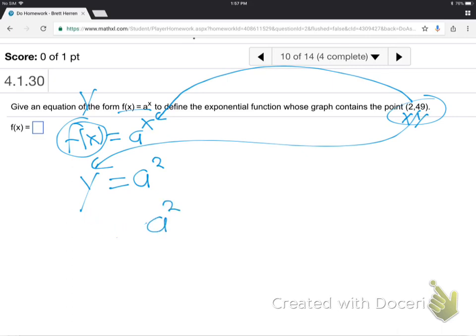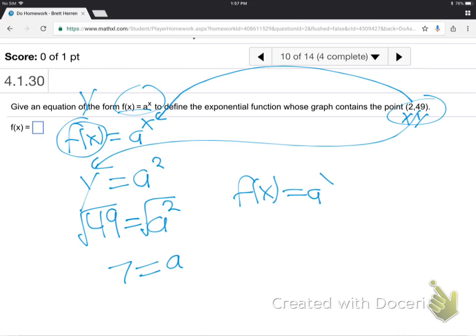49 is A squared? How do I solve for A? Square root it, huh? So A is 7. So what? Well, that means the function, f of x, a to the x, now I know what the A is. It's 7. 7 to the x. And so we're done. That's all they want on that one. Is that good? So the last two problems we found A by plugging things in.